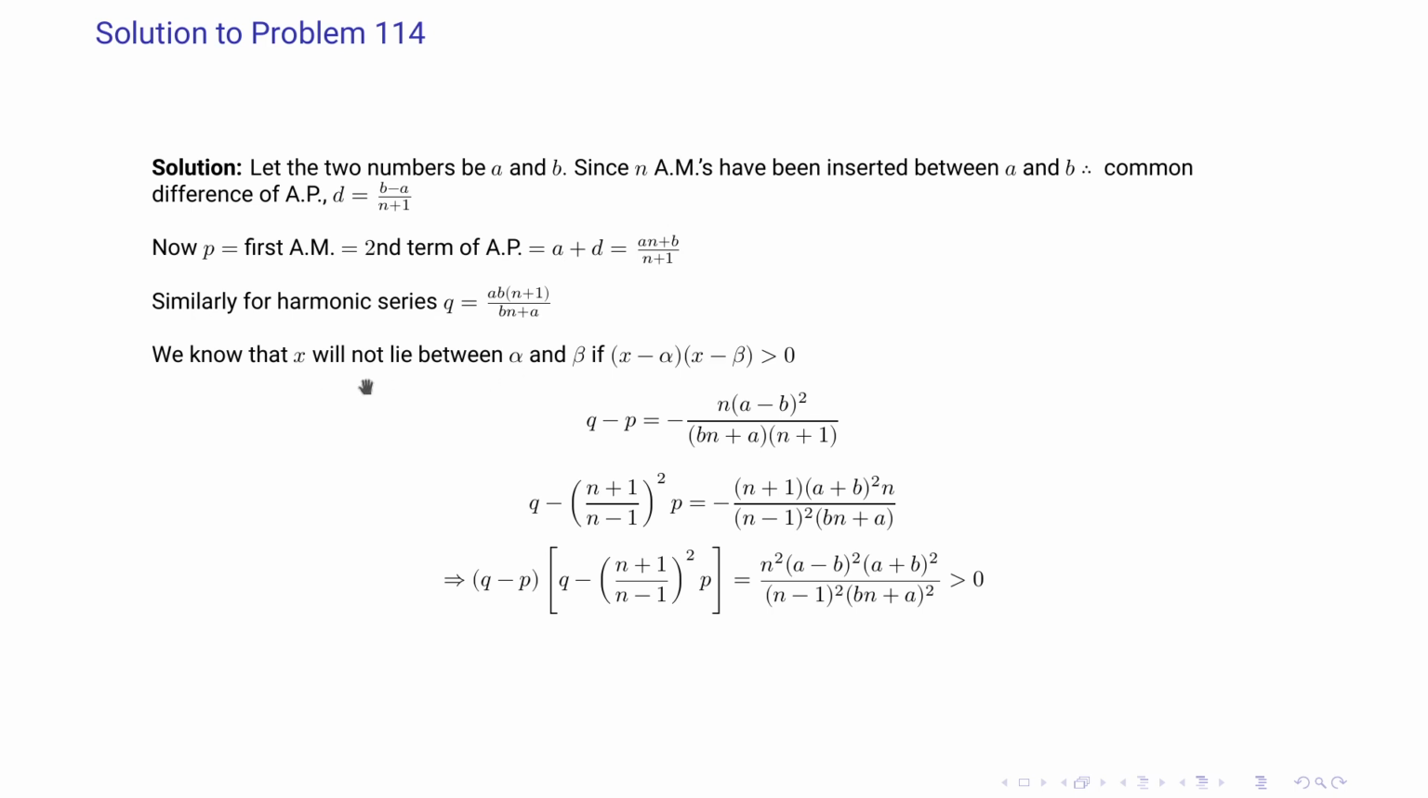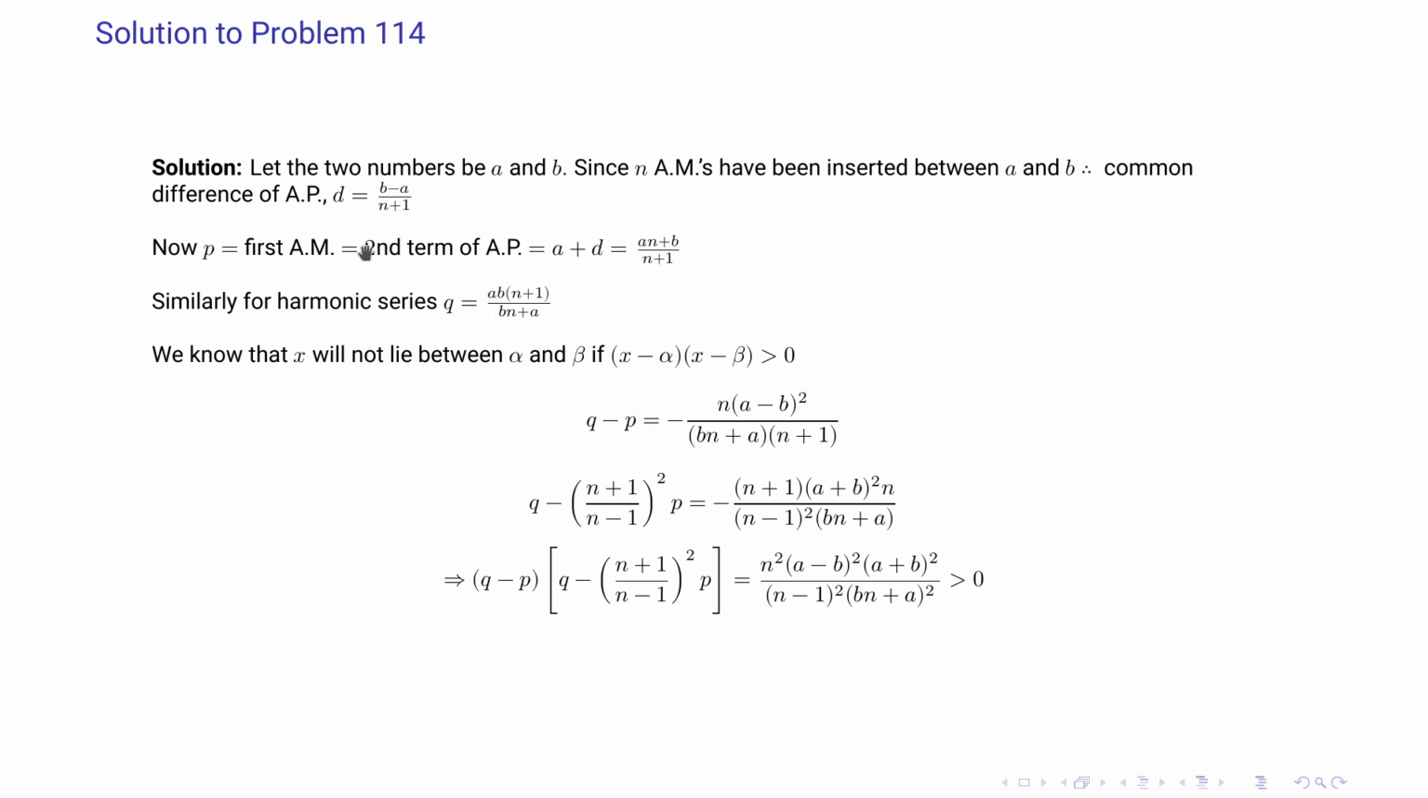Now, from theory of equations, we know that if x lies between alpha and beta, then x minus alpha into x minus beta will be less than 0. But if it does not lie between alpha and beta, then it is greater than 0. Let me try to help you understand this. Suppose x is less than both alpha and beta, then this would be negative and this will also be negative. Both terms will be negative, making the product positive. And if it is greater than both, then x minus alpha and x minus beta both will be positive, making the product positive. But if it lies between both of them, then one would be positive and the other would be negative, making the product negative.